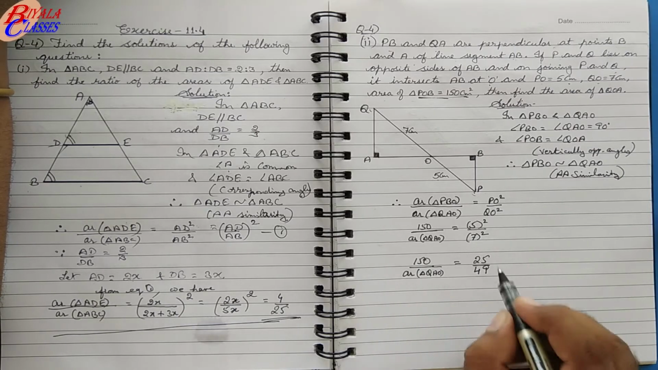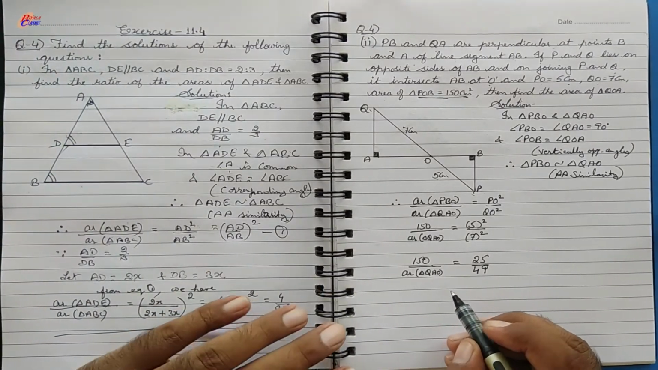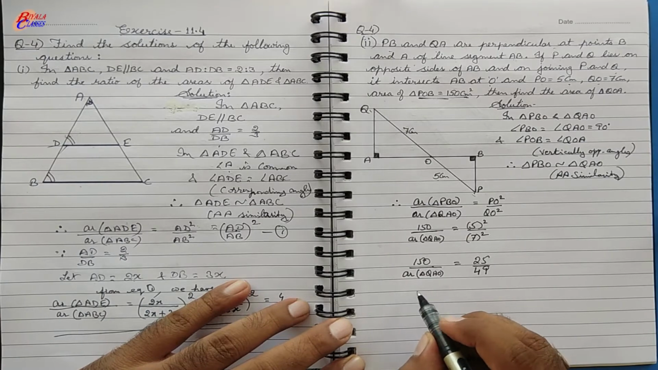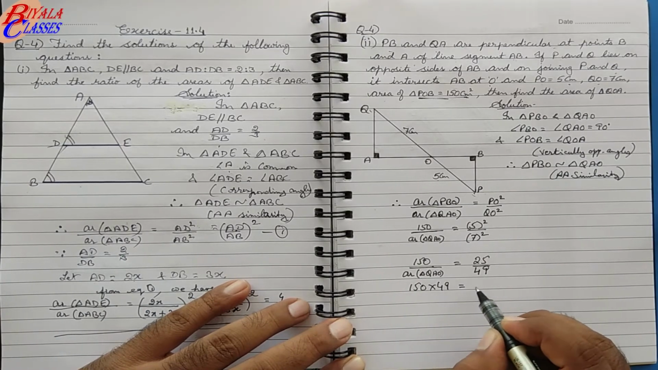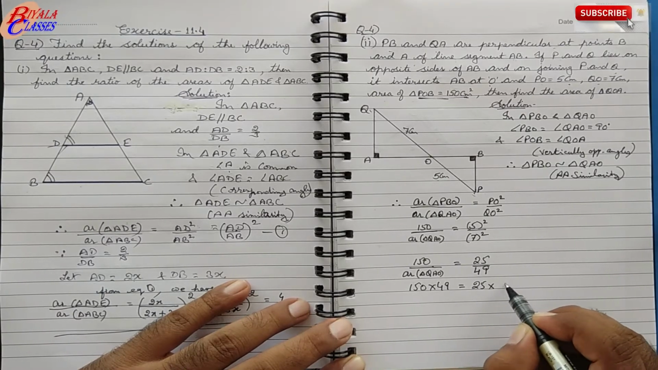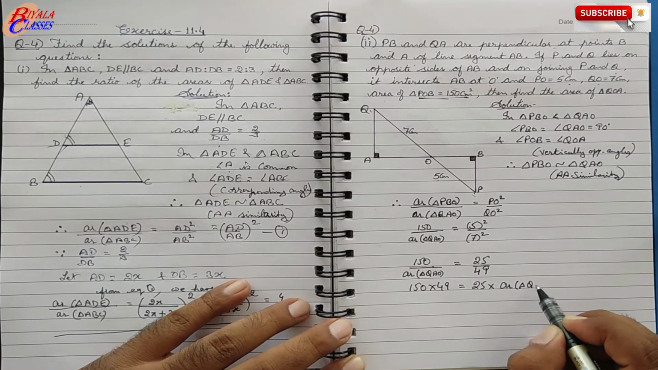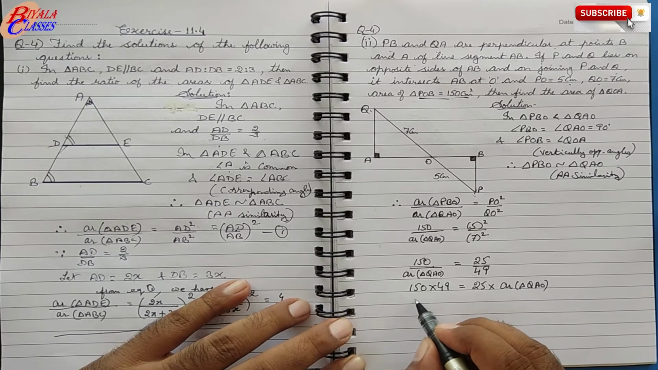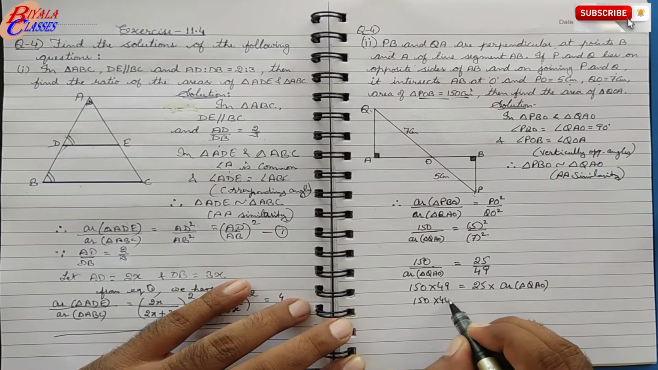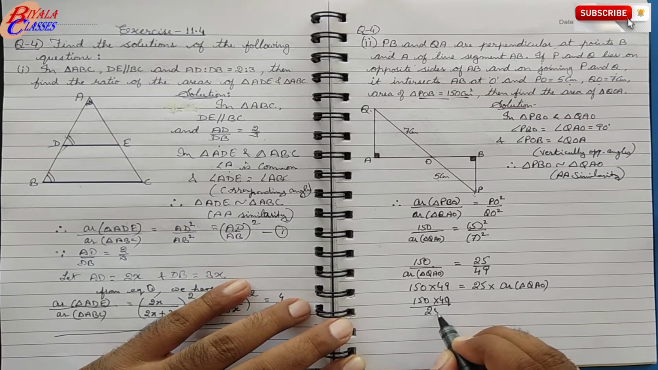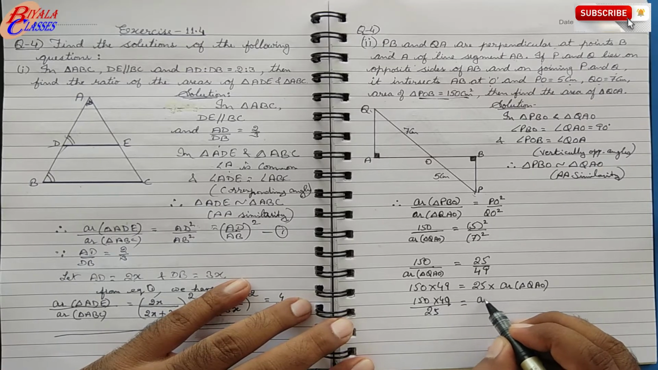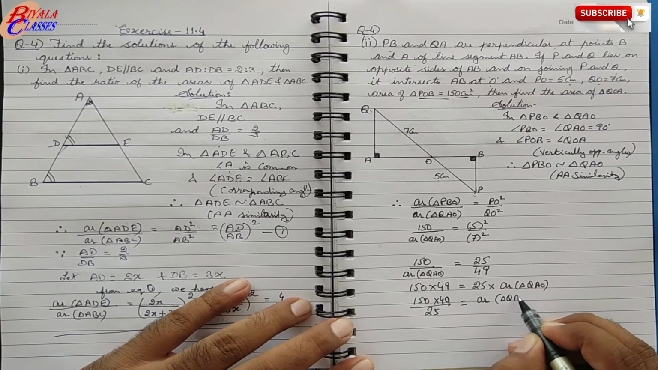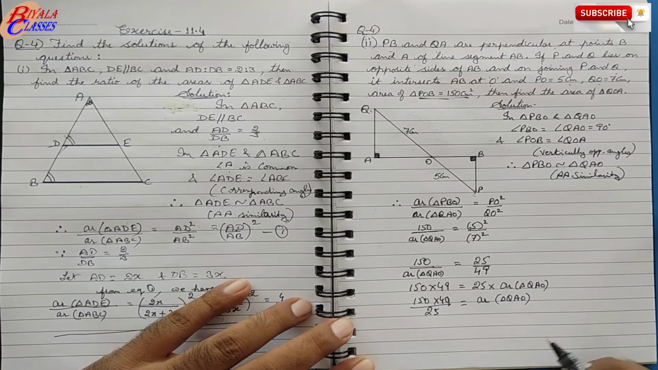Now just cross multiplying and shifting the terms here and there, it can be written as 150 multiply 49 equals 25 multiply area of triangle QAO, or 150 multiply 49 upon 25 equals area of triangle QAO.